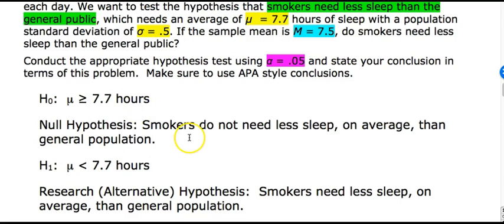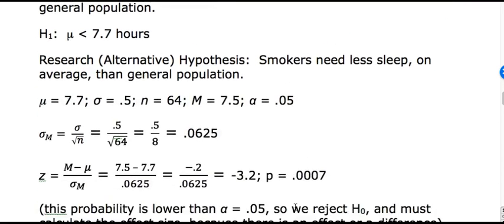The null hypothesis in words is smokers do not need less sleep on average than the general population. The research or alternative hypothesis is that smokers need less sleep on average than the general population. All right, so let's start the calculations.